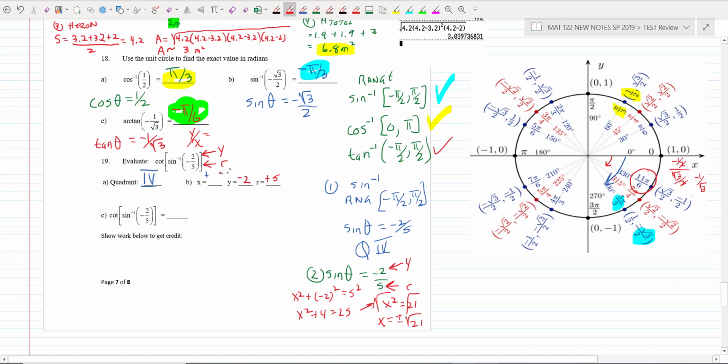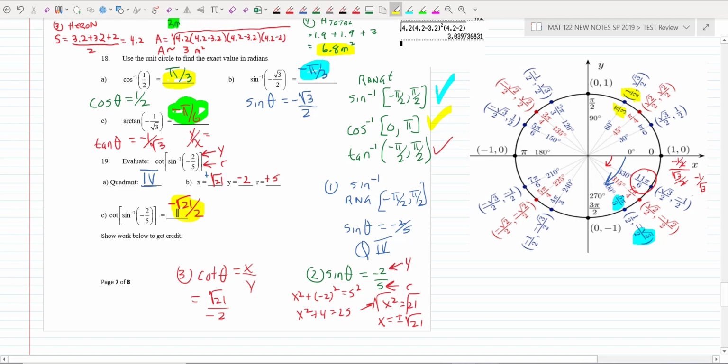But since we're in quadrant 4, we know that we have a positive answer like that. And then from here it's real easy. The third step is you're doing the cotangent of theta, which is x over y. So x is root 21, y is negative 2, so the answer of the problem would be square root of 21 over 2.